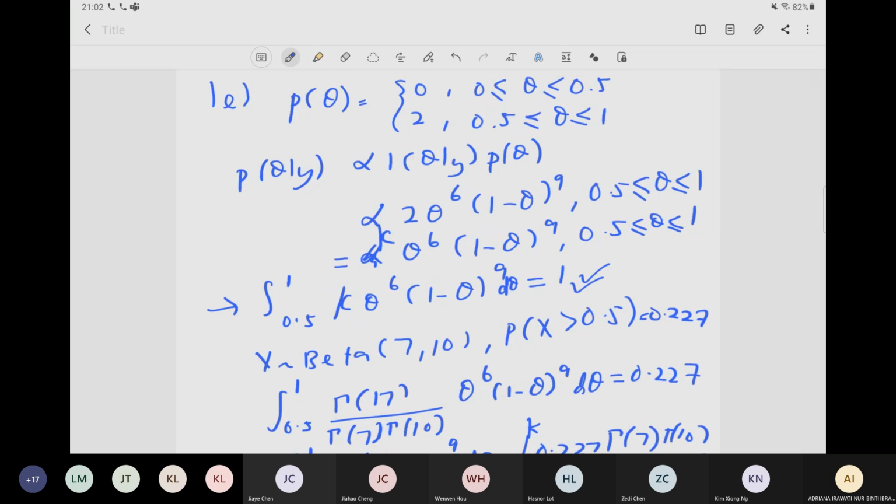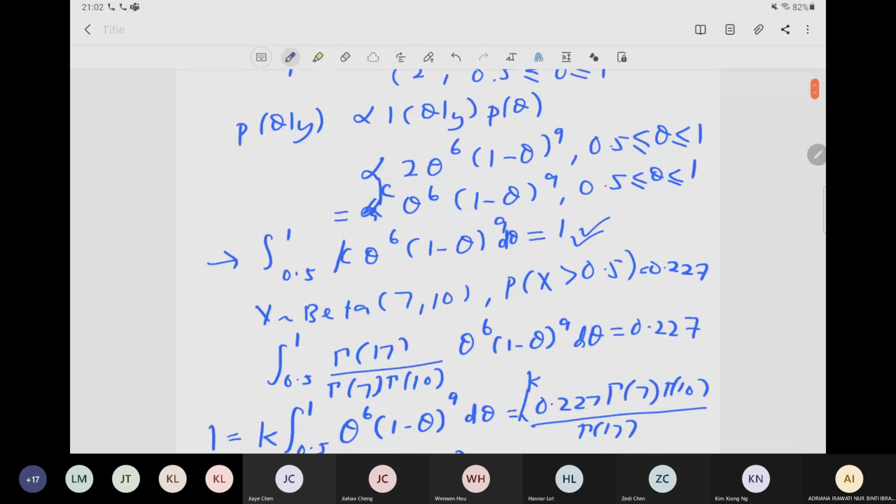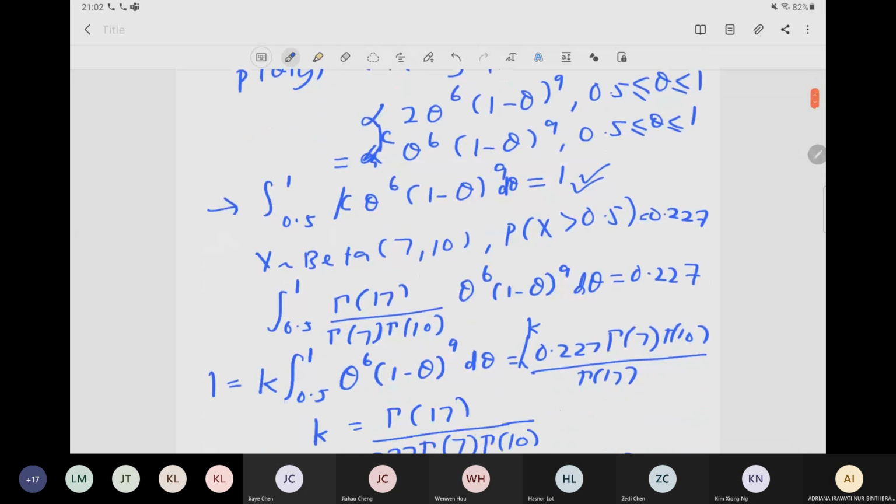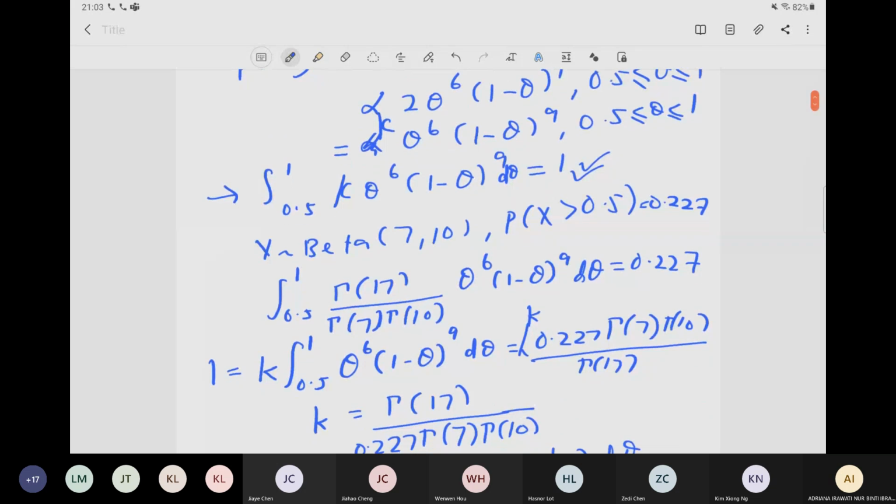I said that to find the constant, you find the posterior, so you multiply with the prior. This is your posterior with the constant k, so you have to find the constant k. You have to use hint number 1: if it's beta 7, 10, then the probability of x bigger than 0.5 is 0.227. Then you can manipulate, so you get this line.